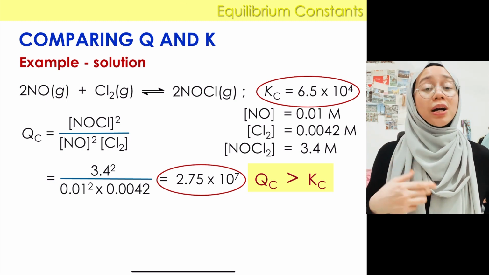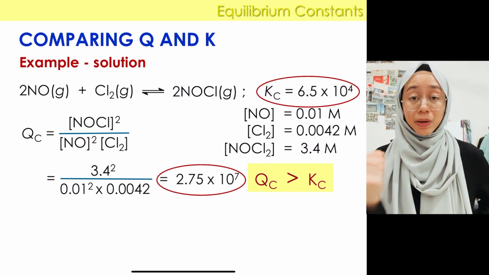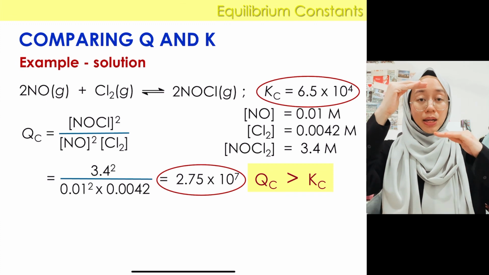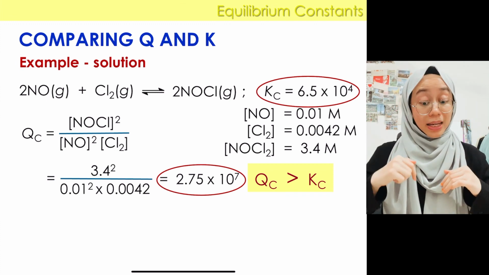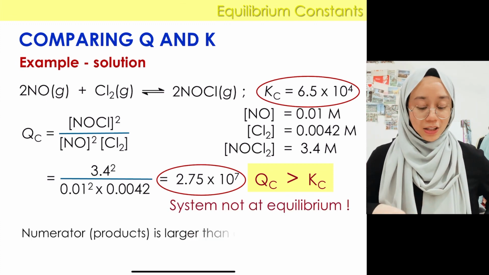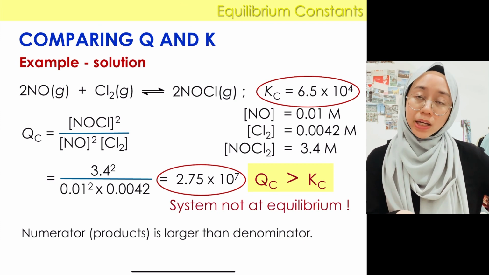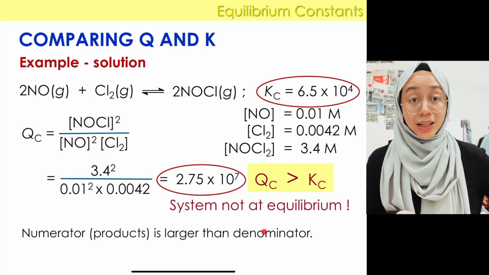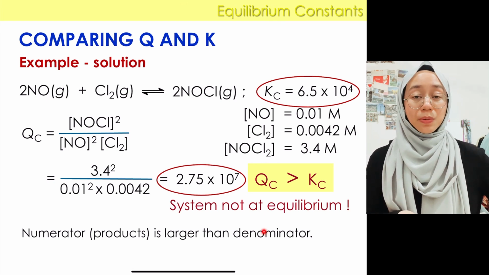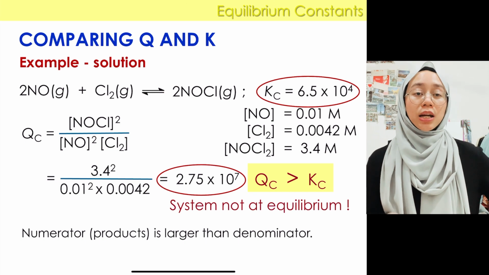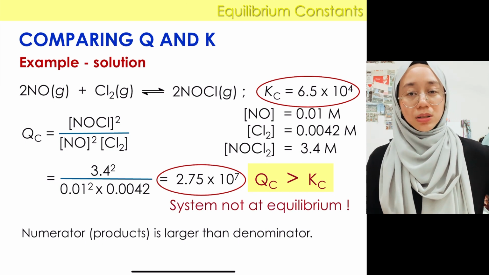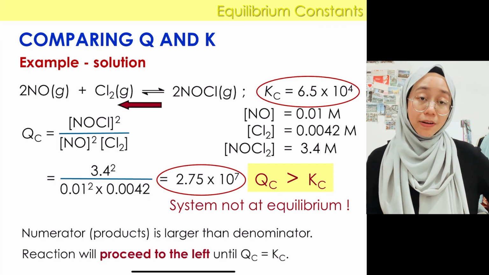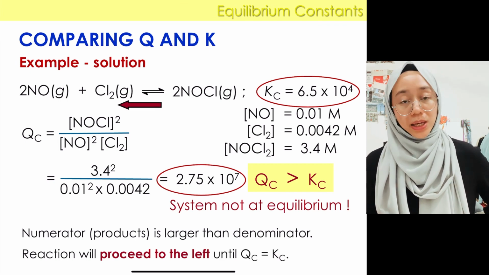Tapi when Q is larger than K, meaning the system nak pergi mana ni? Dia nak pergi left ke right? Okay, so Q lagi tinggi daripada K, bermaksud dia akan pergi ke sebelah mana? Okay, so the numerator bahagian Q lagi besar bermaksud the product lagi besar daripada dia punya reactant. Okay, so kalau product lagi besar daripada reactant bermaksud dia akan nak produce more reactant. So the system will move from right to left. Okay, so it will proceed to the left until the QC equals to KC.